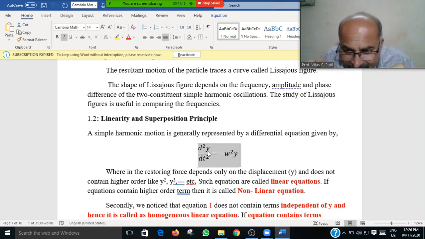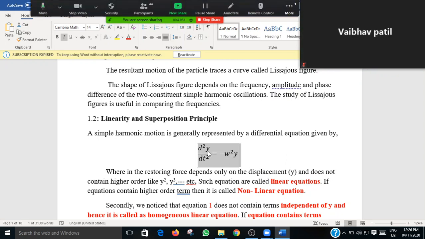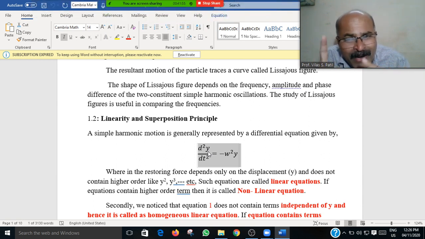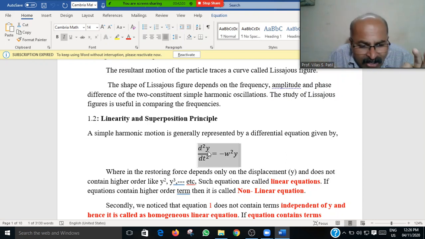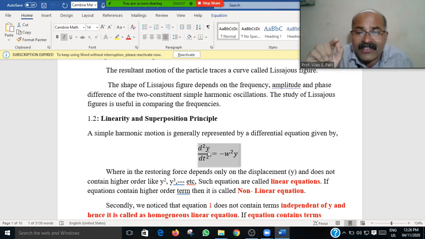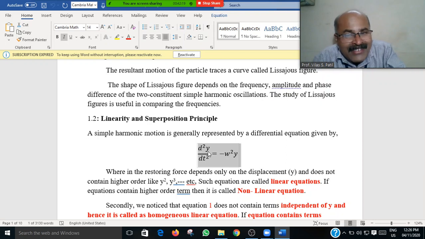Such an equation is called a linear equation. Which is the linear equation, Vaibhav? Vaibhav, a linear equation is the equation in which the higher power of y is ignored, deleted. That is known as a linear equation, and such a linear equation is known as a linear homogeneous equation, because the addition of two solutions is also a solution. The addition or logical sum of two solutions is also a solution of that equation. That is known as homogeneous linear.